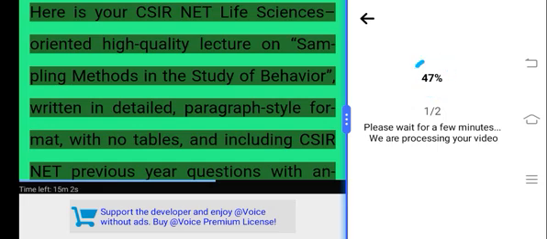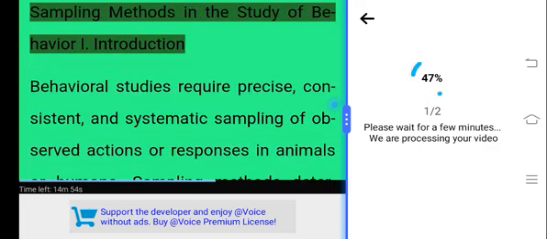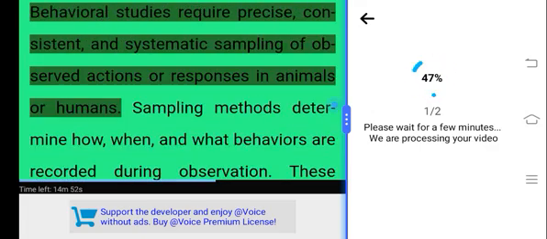Here is your CSIRNet Life Sciences oriented high-quality lecture on sampling methods in the study of behavior, written in detailed paragraph-style format with no tables and including CSIRNet previous year questions with answers in the year mentioned. Sampling methods in the study of behavior. Introduction. Behavioral studies require precise, consistent, and systematic sampling of observed actions or responses in animals or humans. Sampling methods determine how, when, and what behaviors are recorded during observation.